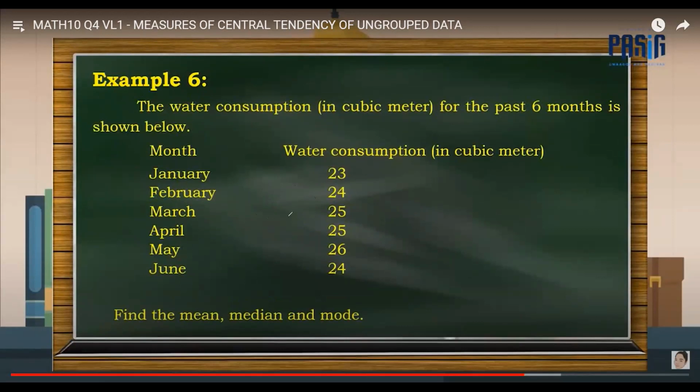February is 24, March is 25, April is 25, May is 26, and June 24. So ang gagawin natin, we will solve for the mean. So ano yung gagawin natin? Divide natin siya sa 6, 23 plus 24 plus 25 plus 25 plus 26 plus 24. So ano yung magiging sum natin? Sum muna bago i-divide.